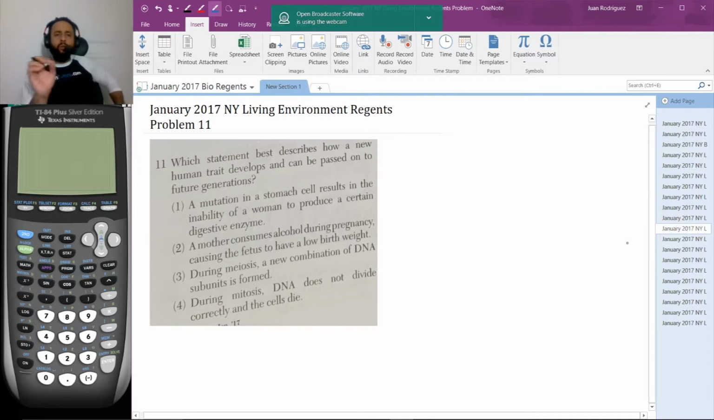Here's problem 11. Which statement best describes how a new human trait develops and can be passed on to future generations? One, a mutation in a stomach cell results in the inability of a woman to produce a certain digestive enzyme. Two, a mother consumes alcohol during pregnancy, causing a fetus to have low birth weight. Three, during meiosis, a new combination of DNA subunits is formed. Four, during mitosis, DNA does not divide correctly and the cells die.